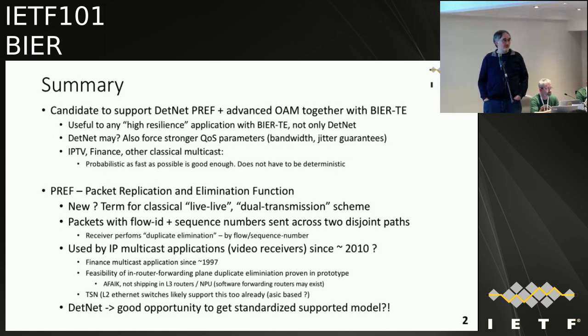So this scheme, the live transmission, has been used in IP multicast since about 2010 in video receiver applications. In the finance multicast application, maybe since 1997. So the idea in the application side has been around forever. The feasibility in layer 3 NPU has, I think, been shown in prototypes in maybe around 2012, 2014. I'm not quite sure anymore. I'm not sure that any L3 equipment with NPU is actually having that in production use, but it is in production use in TSN L2 equipment, obviously with typically a lot lower speed and flexibility. Next slide.